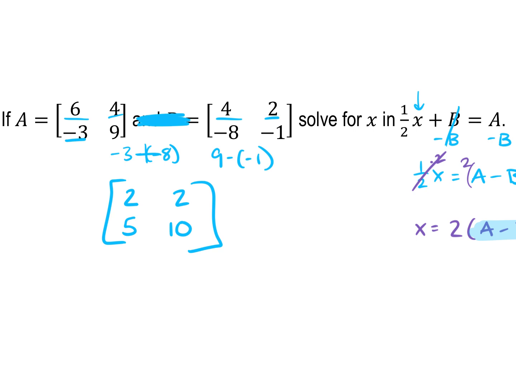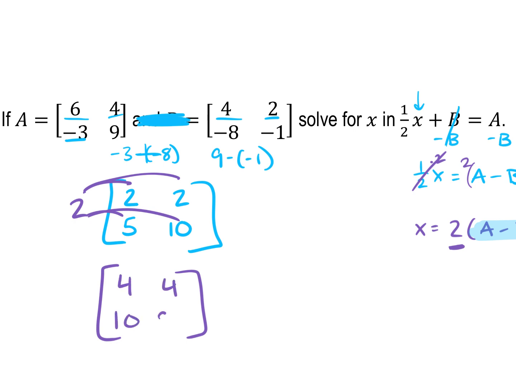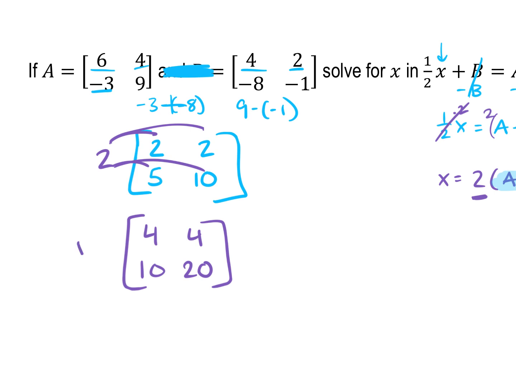Next step is we have to multiply it by 2. So 2 is our scalar. We just distribute it to everything on the inside. So that would give us 4, 4, 10, and 20. So this would be x.